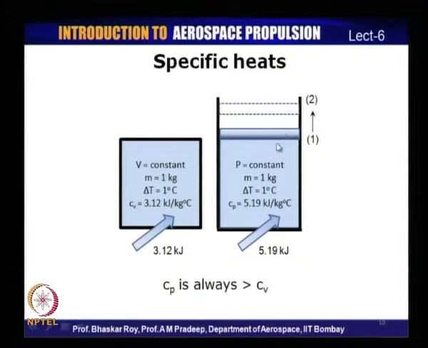Now, in this case, in addition to transferring energy to raise the temperature by 1 degree Celsius, you need additional energy to account for this expansion process, and that is reflected in the additional energy, which you can see here, that in this example we have an energy of 5.19 kilojoules. Therefore, Cp would be 5.19 kilojoules per kilogram degree Celsius, and this is why specific heat at constant pressure will always be greater than specific heat at constant volume.